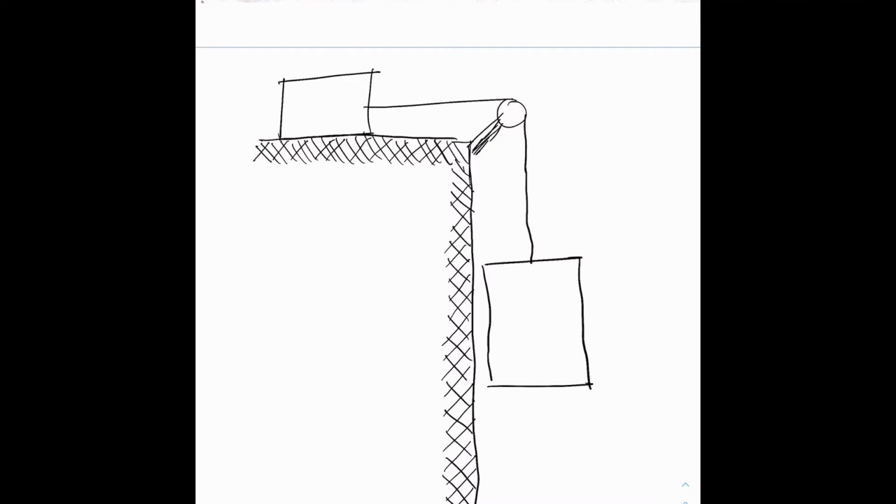Pulley drawing's kind of rough. Okay. Let's put a dot on this one up here. And this is going to be the 10 kilogram block. I'm just going to put a little note there so I don't forget. And this is going to be the 18 kilogram block on the side.